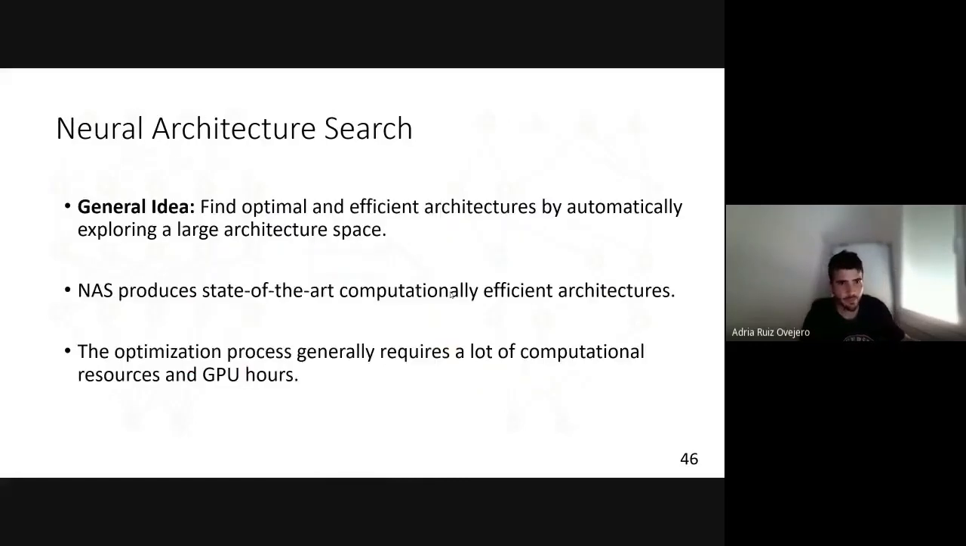And so yeah, the general idea of neural architecture search: we want to find optimal and efficient architectures by automatically exploring a large architecture space. Neural architecture search nowadays produces state-of-the-art computationally efficient architectures. So most of the computationally efficient architectures that are being used right now were found by using neural architecture search. But this is an approach that is not affordable for everyone, because even in the case of one-shot architecture search, the optimization process generally requires a lot of computational resources and GPU hours. And trust me, it's not affordable for everyone.